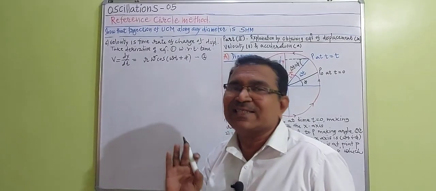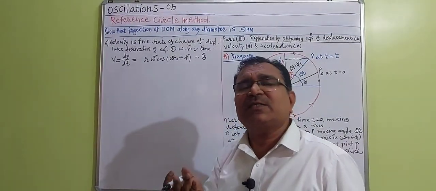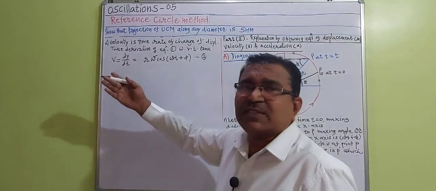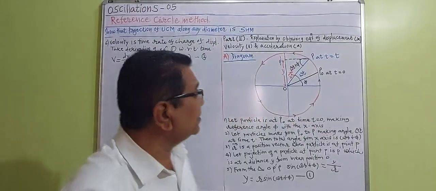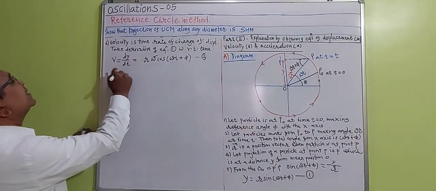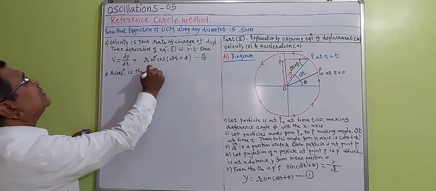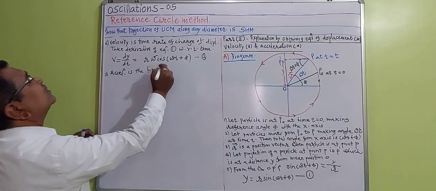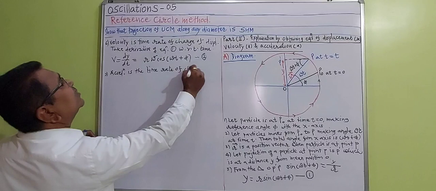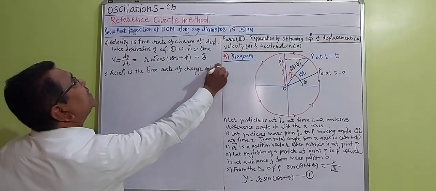Then calculate acceleration. What is the formula of acceleration? Acceleration is nothing but the time rate of change of velocity. So again take a derivative of this, we get acceleration. So we will write here 7, acceleration is the time rate of change of velocity.